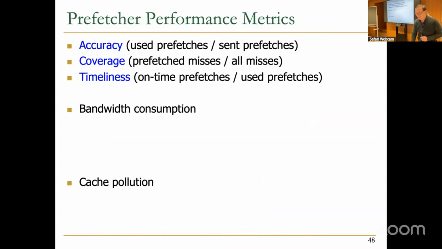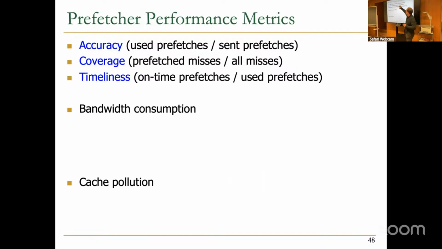Okay, let's talk about metrics a little bit. I mean, the ultimate metric is really performance and energy in the end, right? But there are auxiliary metrics that you use to try to optimize a prefetcher potentially, right? Because the ultimate metric may not be easily optimizable without knowing what's going on underneath, right? So accuracy we've already discussed, right? The used prefetches divided by sent prefetches.